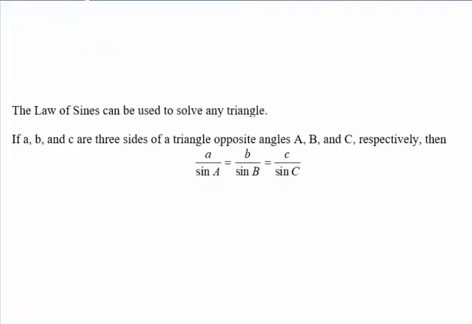The law of sines can be used to solve any triangle. This means that even if you don't have a right triangle, you can still solve the triangle using the law of sines. If a, b, and c are three sides of a triangle, opposite angles A, B, and C respectively, then the law of sines says that a over sine of angle A equals b over sine of angle B equals c over sine of angle C.